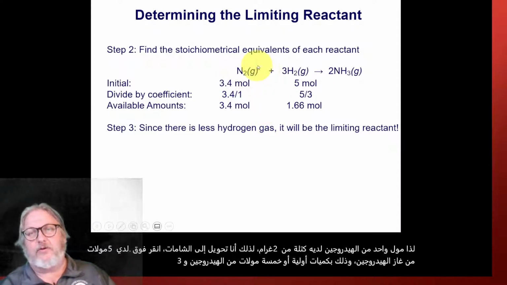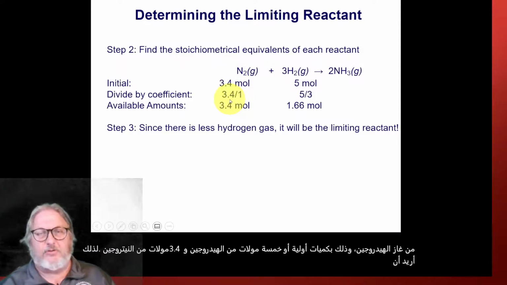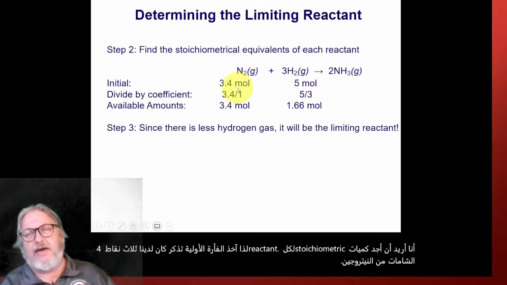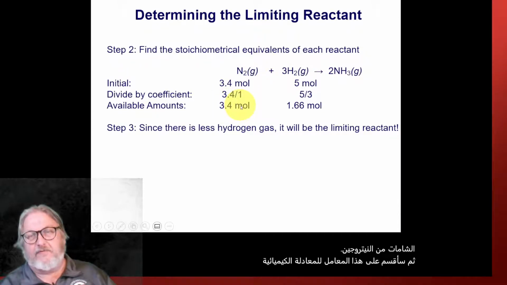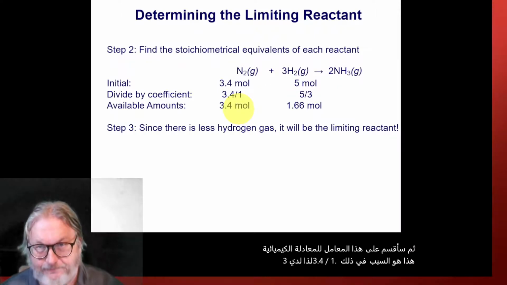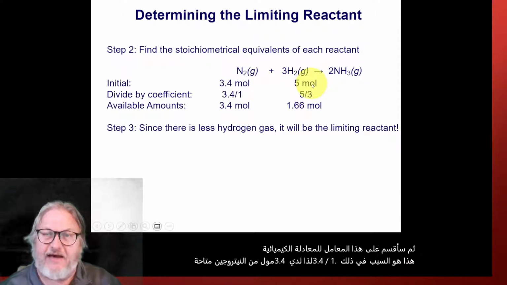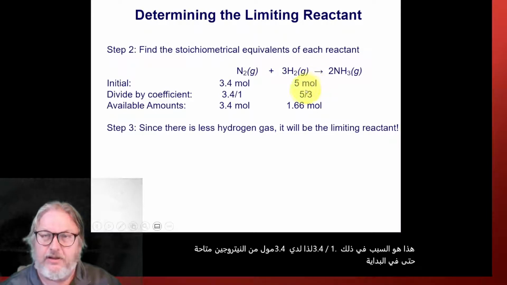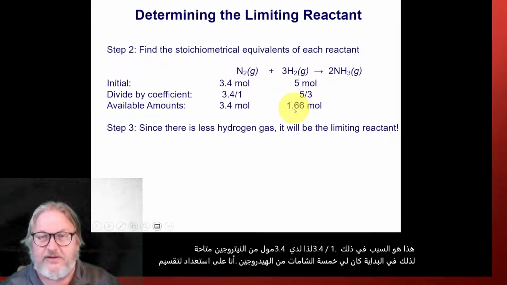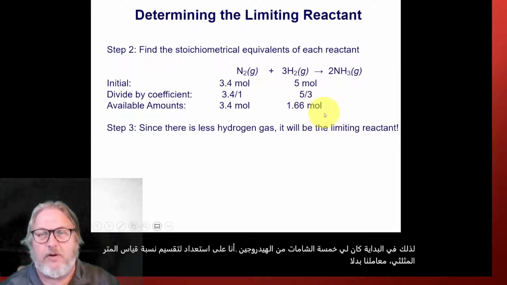Now I'm going to find the stoichiometric amounts for each reactant. I take the initial amounts. Remember, we had 3.4 moles of nitrogen, and I divide by the coefficient from the chemical equation. That's 1, so 3.4 divided by 1. I've got 3.4 moles of nitrogen available. Initially I had 5 moles of hydrogen. I divide that by its coefficient, 3, so 5 divided by 3 gives 1.66 moles available.